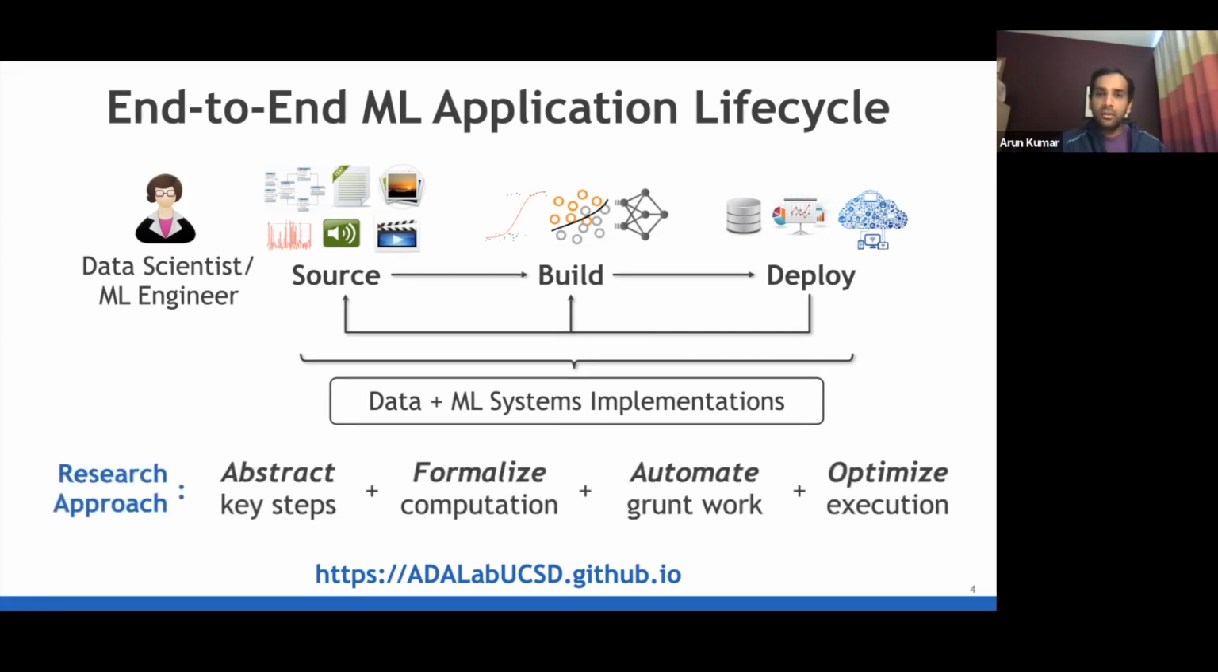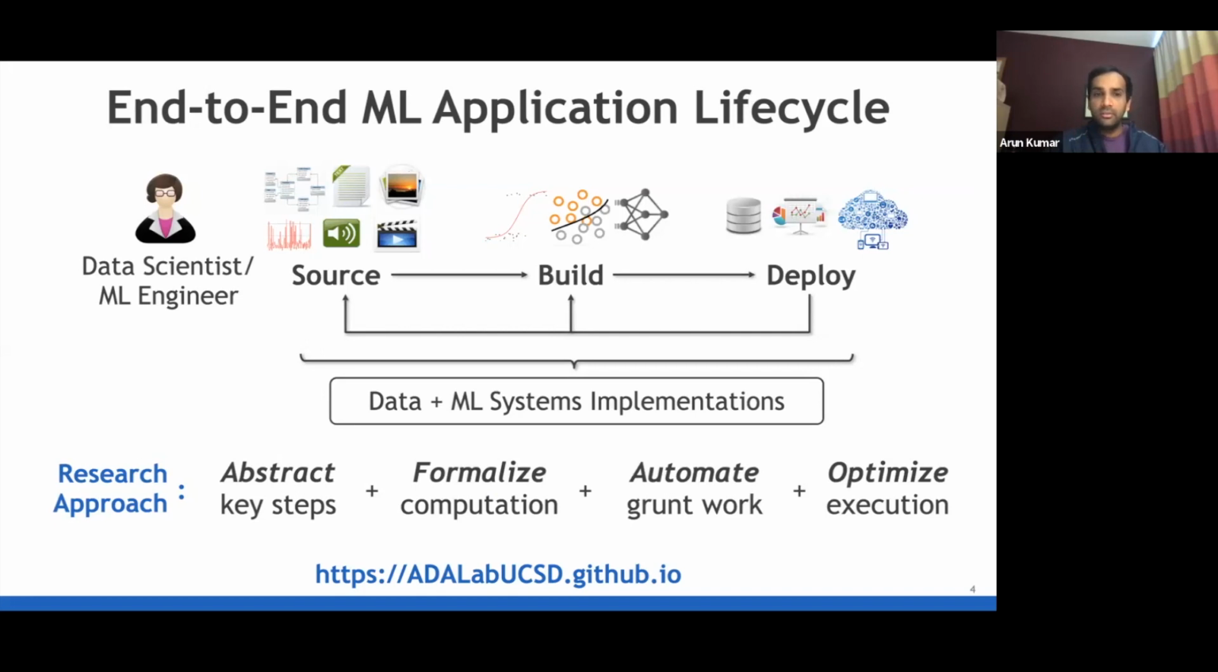Now, in this context, my research approach has been the following. Based on my conversations and my technical understanding of the space, I abstract key steps in any of these three phases that are bottlenecks for the system and human efficiency that I talked about earlier. And based on these abstractions, we formalize the computations of what is going on, both from the data flow standpoint and from the statistical standpoint.